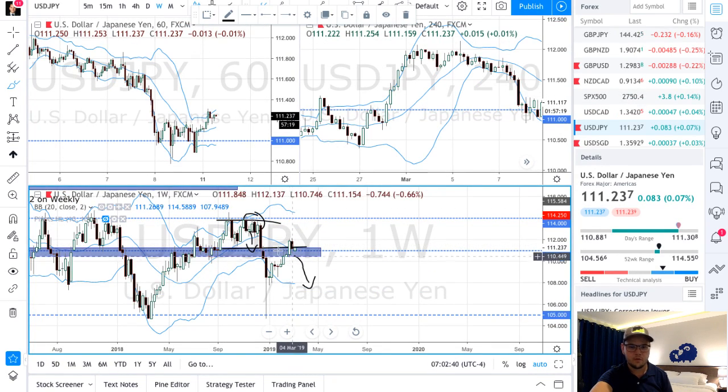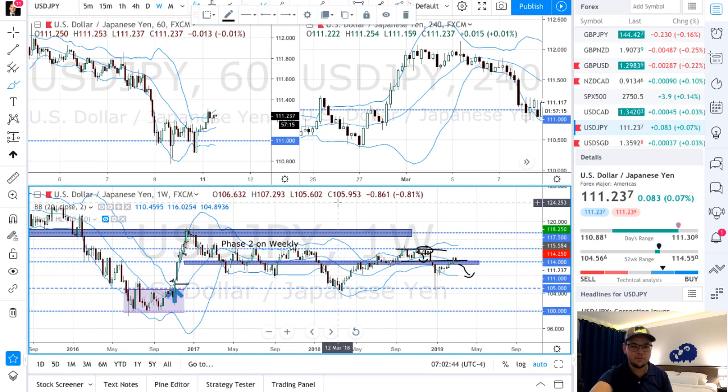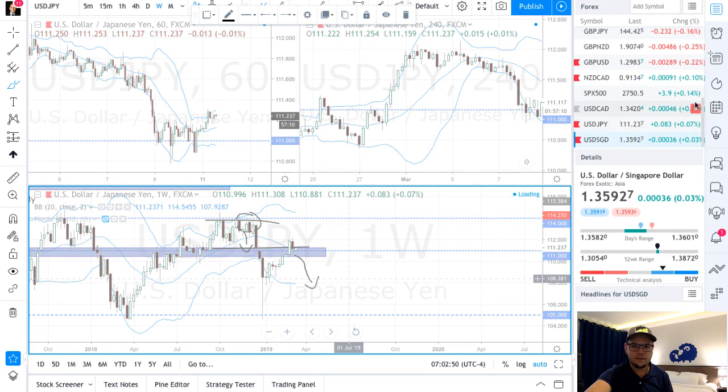USDJPY, you could look for a bearish trade at this level here, where we bounced many times in the past, and intermediary zones between two levels, so less reliable. But still, you could look at trading that if you want. Okay. And I think we reached the end.